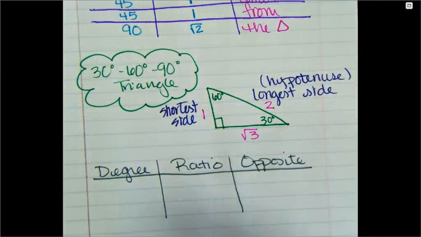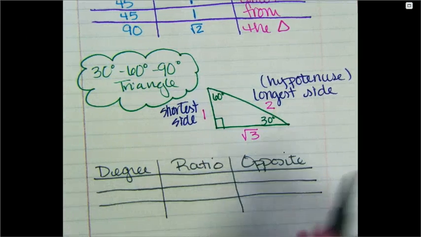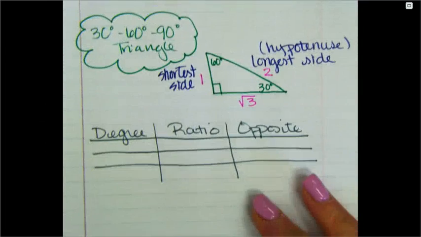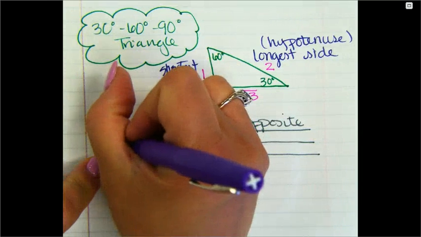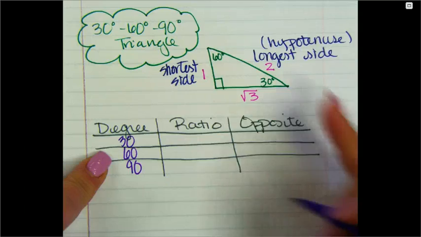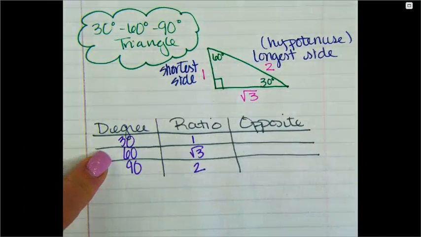So do you see why you need to memorize it? Because the chart looks the same, but based on your degrees will determine your ratio. So what triangle do we have here? What are the degrees of your triangle? 30, 60, and 90. Our ratio is coming from right here. It's 1, radical 3, and 2.